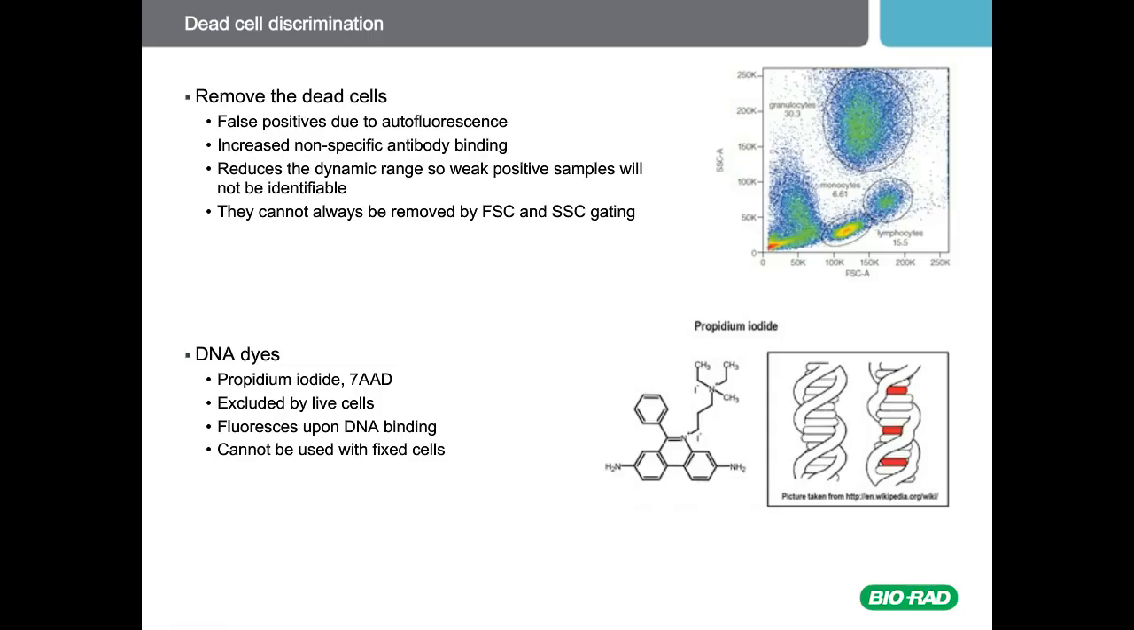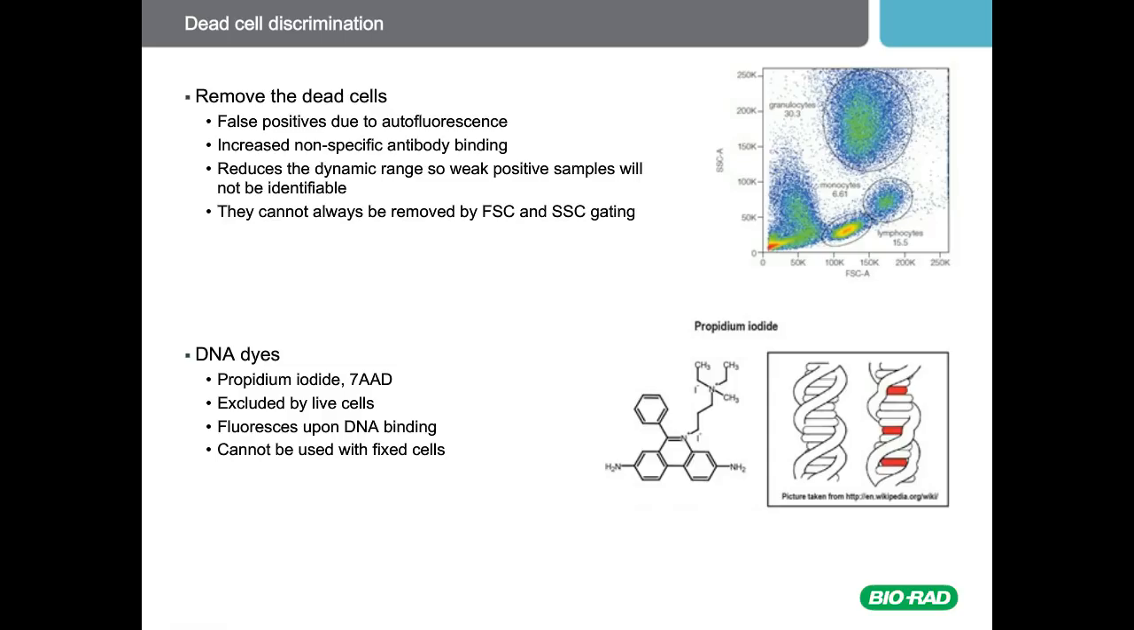Well, dead cell removal is important because, as we mentioned earlier, dead cells have increased autofluorescence and have increased binding of antibodies through non-specific interactions. The result of this is that the negative population will be more positive and the dynamic range of staining will be reduced, resulting in weakly positive cells and rare cells not being able to be identified from the negative population.